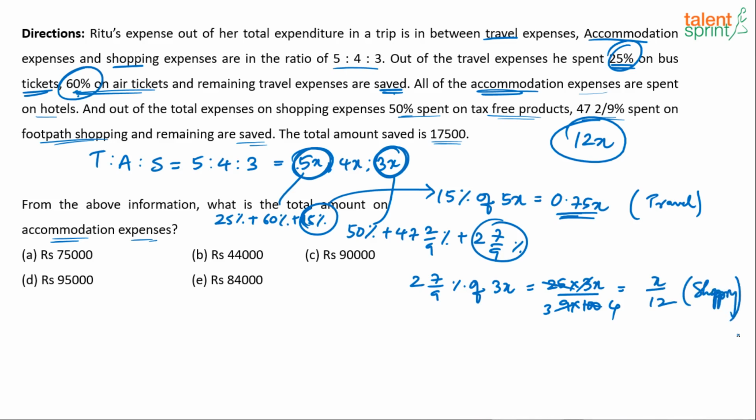Now what else we know here is that the total amount saved is 17,500. So can I say this 0.75x plus this x by 12 is equal to 17,500? Yes. 0.75x is like 3x by 4 to make things simple, because this is a fraction, right? Let me convert this also into a fraction. So basically what we are saying is 3x by 4 plus x by 12 is 17,500. Yes or no? Total savings. There were only 2 savings, travel savings and shopping savings. We got 17,500. Now simplify this further.